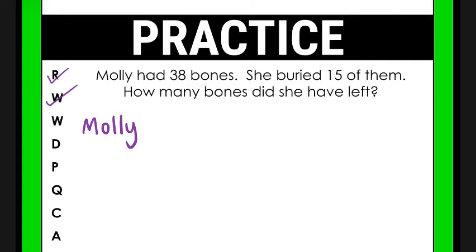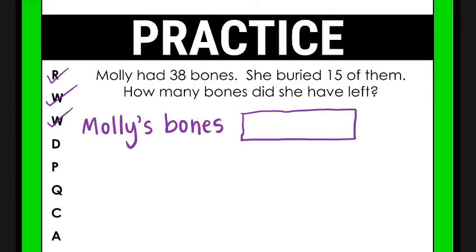My next W stands for what. So what did Molly have? Well, she had bones. The D stands for draw. So I'm going to draw the unit bar. The P stands for plug in information. So it says Molly had 38 bones. So I know that she had 38.